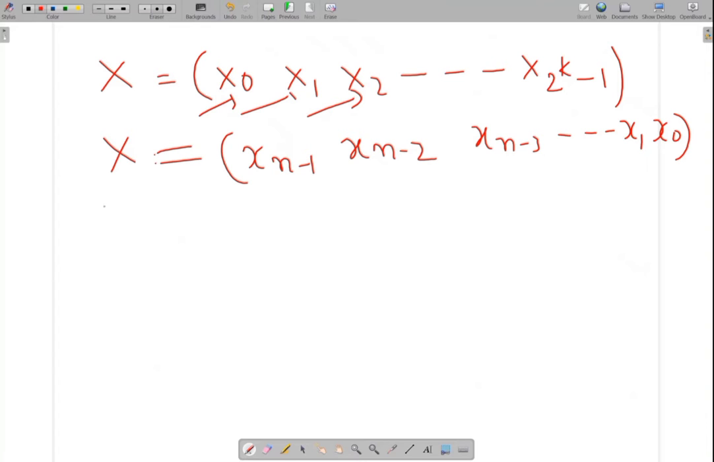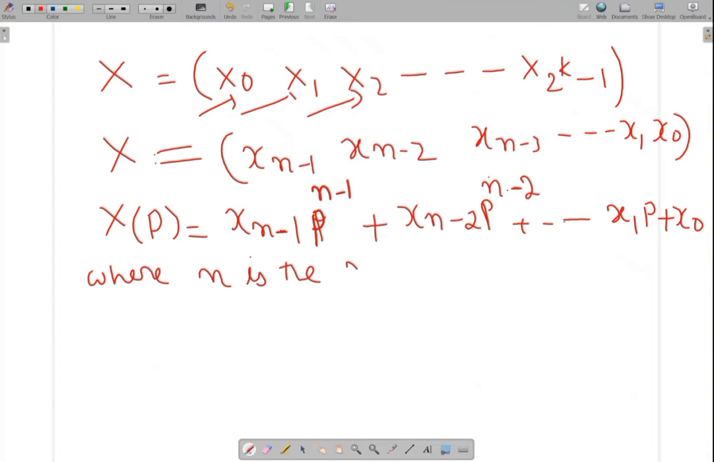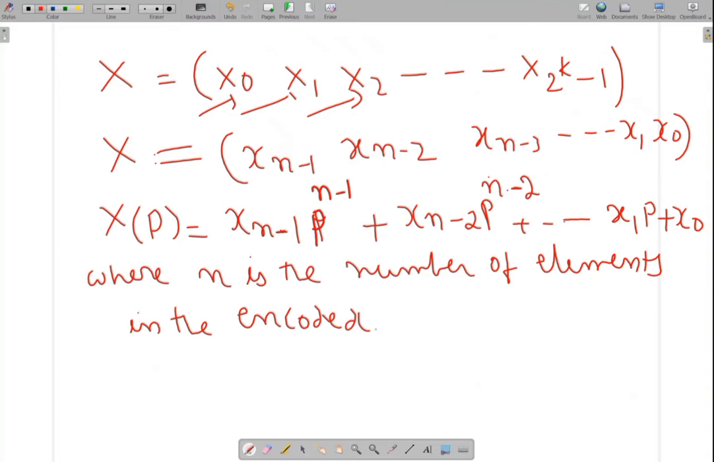Polynomial representation is x of p is equal to xn minus 1 p power n minus 1 plus xn minus 2 p power n minus 2, and so on, x1 p plus x0, where n is the number of elements in the encoded code word.